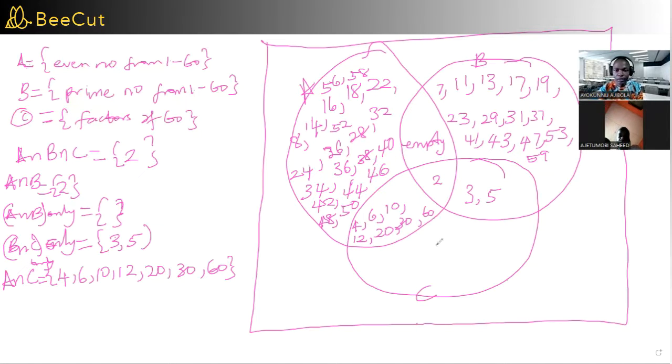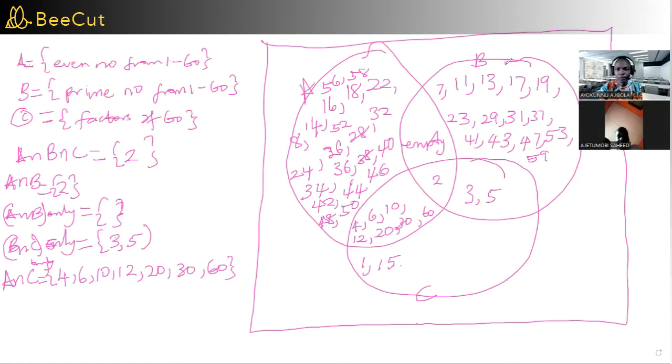So let's see which factor of 60 has not been included in this place. So 2, we have 2. Okay, 1 has not been included. 1, 2, 3, 4, 5, 6, 10, 12. Then we have 15 that has not been included. 15, 20, 30, and 60. So it's only 1 and 15 that is in this place. So 1, 15. So this is how to do it.